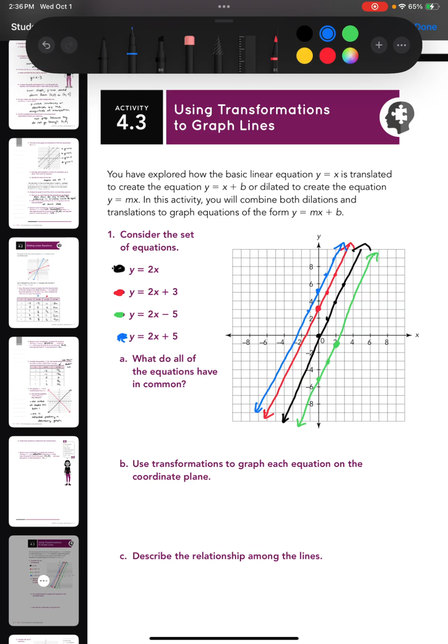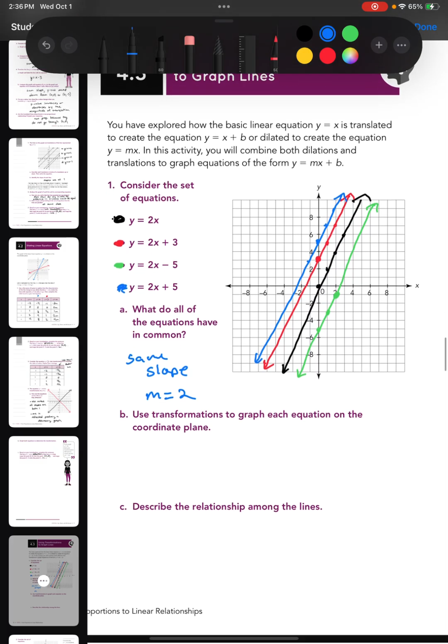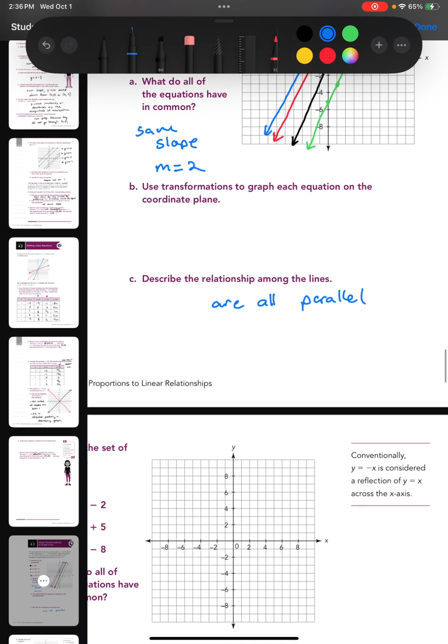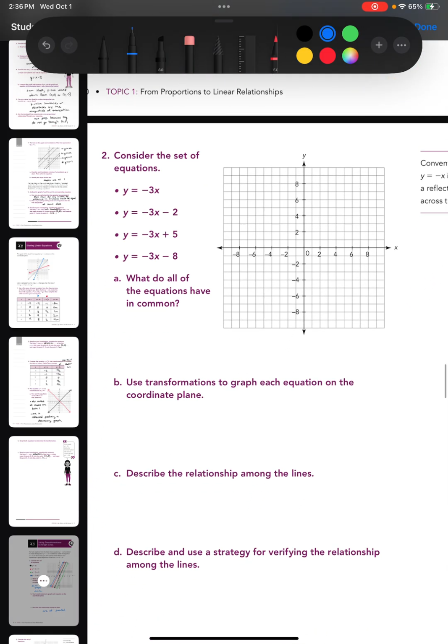So what do all the equations have in common? They all have the same slope, the same slope of m equals 2. Using transformations, we graphed each equation. Describe the relationship among all the lines. Well, because they have the same slope, they are all parallel. Parallel lines have the same slope.